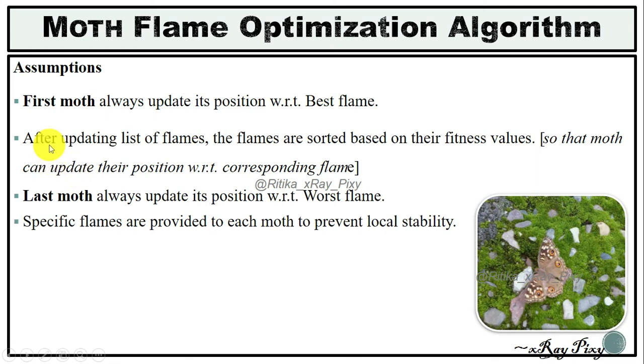Next, after updating the list of flames, the flames are sorted based on their fitness value so that moths can update their position with respect to the corresponding flame. And the last moth always updates its position with respect to the worst flame. Now we have specific flames for each moth. The question is why we are using specific flames for each moth. If all moths get attracted to a single flame, all of them converge to a point. That's why all of them are not attracted toward a single flame, and specific flames are provided to each moth to prevent local stagnation. So we have different flames in this algorithm for each moth.